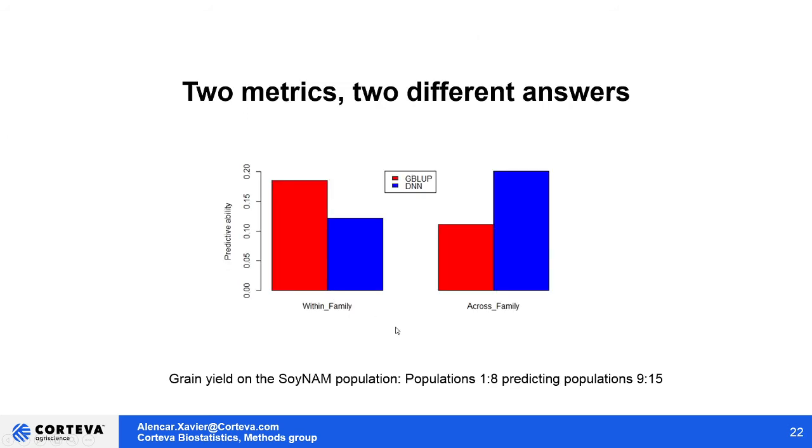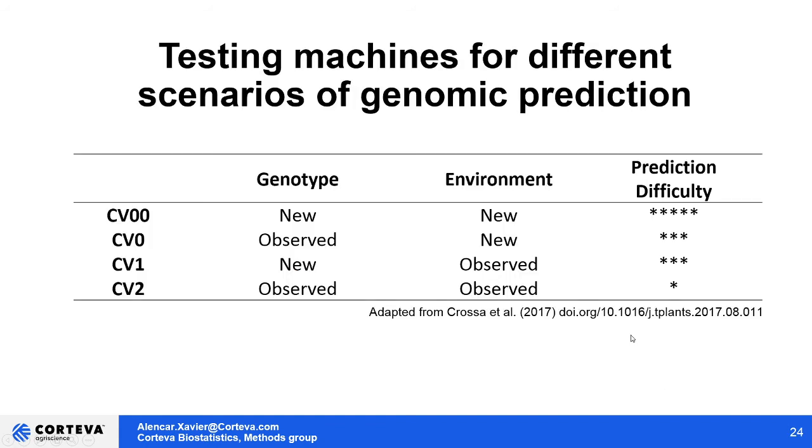So here's an example where I have 2 systems within family and across family. And for 2 questions, we have 2 different machines that perform best. So for within family, GBLUP did best, and for across family, deep neural network did best. In this case, it was a public data set, SOINM, where 8 populations were predicting another set of populations. So things to be mindful when you're designing your cross-validation.